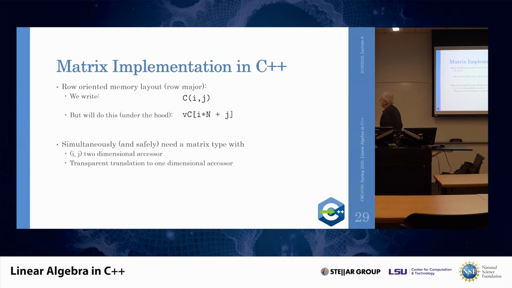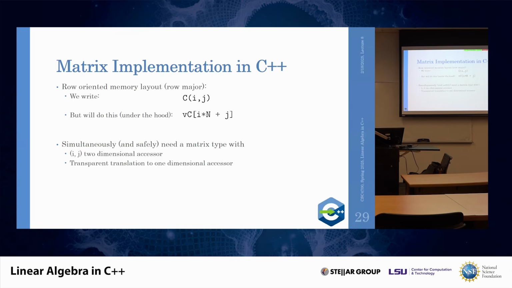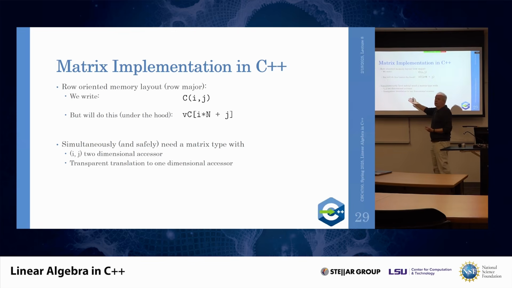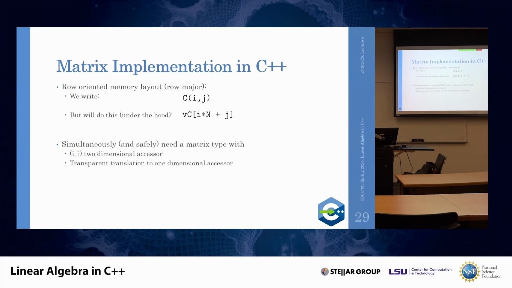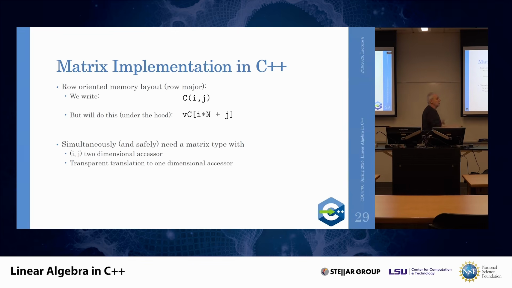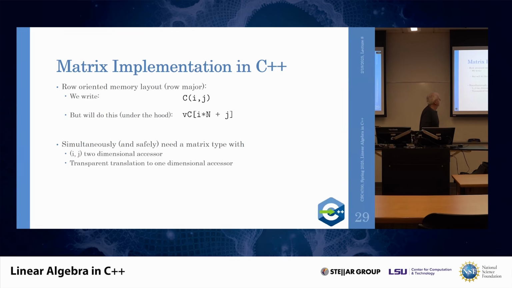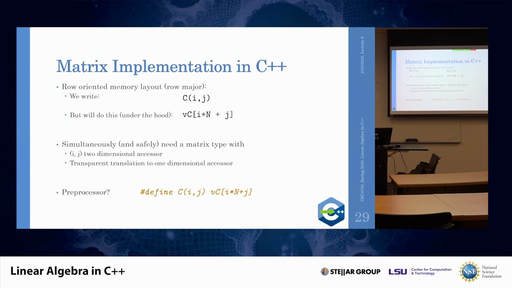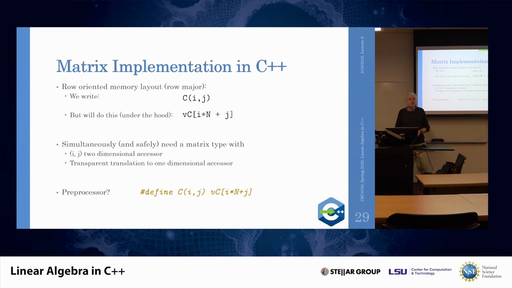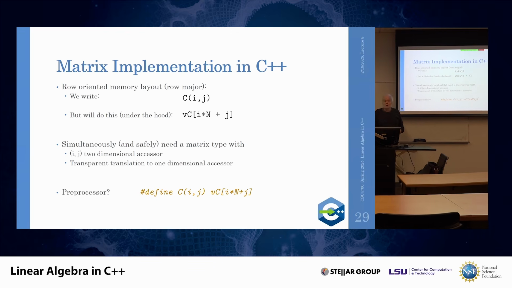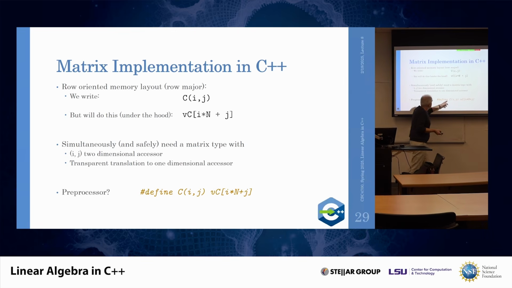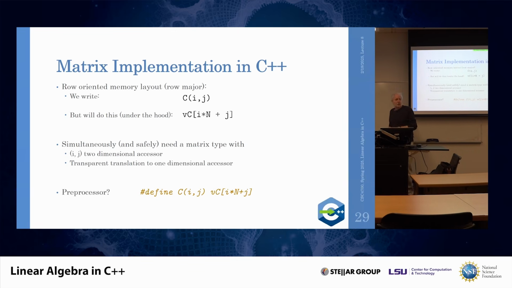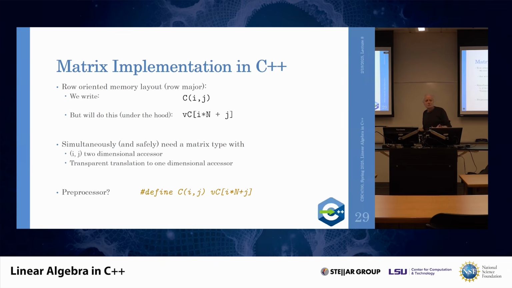Okay, so what we need is a matrix type that gives us both things, a two-dimensional accessor and some transparent translation to the underlying one-dimensional accessor in the type. So let's have a look at how that looks. Well, one way would be to use a macro, right? Those C zealots amongst us would say, hey, let's use a macro. Cij, and then we just replace it with this construct. But hey, it doesn't work. Why doesn't it work?